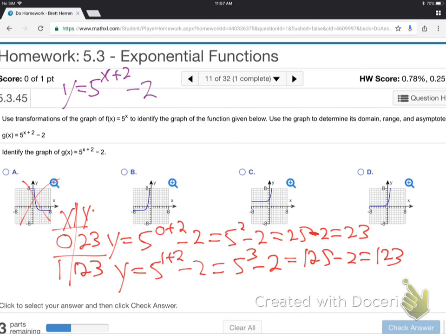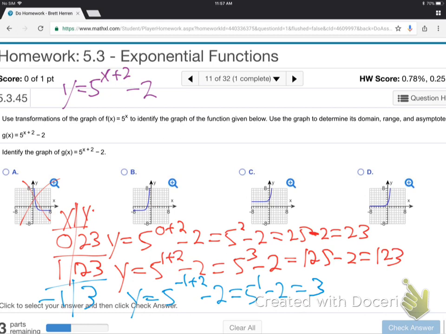Yeah, I am. What I would do at this point is plug in something like -1. Why am I going to -1? Because as I'm going to the right, it's getting so big, I'm going to go to the left a little bit. So plug in -1 plus 2 minus 2. That'd be 5 to the 1 minus 2. That's 3. So back 1, up 3. Which one has back 1 up 3?